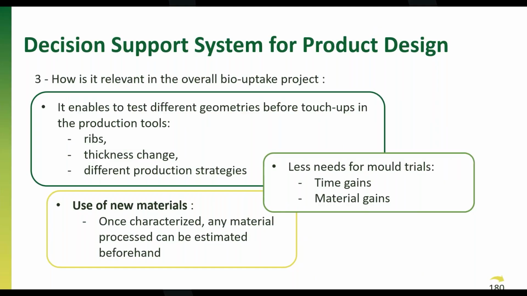What it enables is a reduction in needs for mold trials, such as time and material, that we have less waste of. And most of all, it quickens the use of new materials. So once characterized with a few characterization methods, we can estimate the production of any material that we could have. And I think that's it for this task.